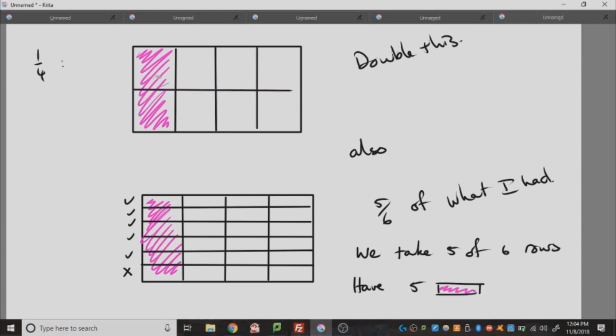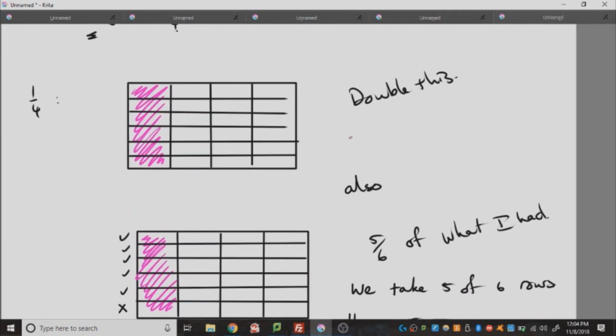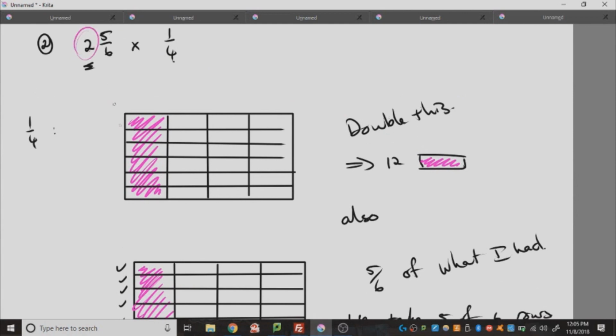Six rows, half, and then 3. Why doesn't it go all the way? That's weird. That one does. Oh well, I never had that anyway, so who cares? So, what do we have? So the doubling here would mean we have 12 pieces. Because of the 2, I'm doubling 1/4.